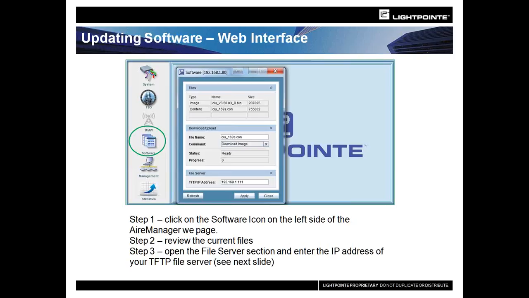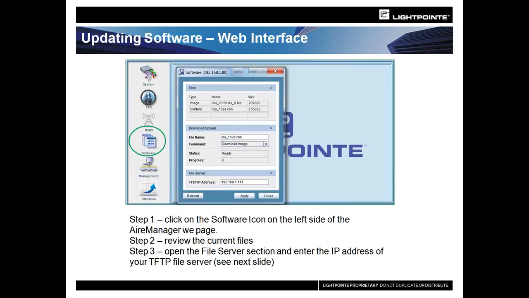And that is the CIU underscore 169s.con file. Below that you can see the next step, which is the download upload, where you would enter information, and then finally the place where you'd load your TFTP address for your TFTP server.